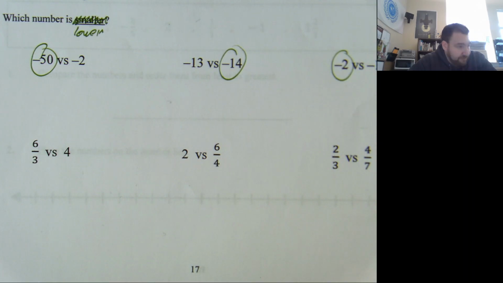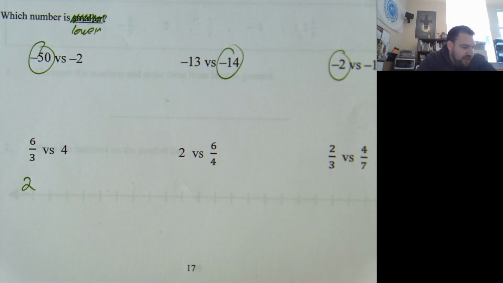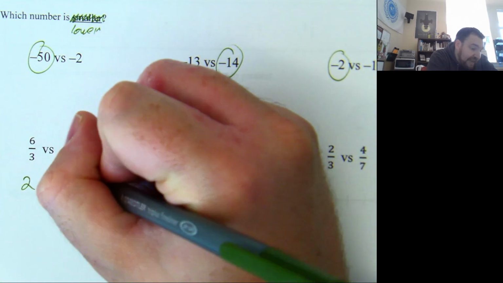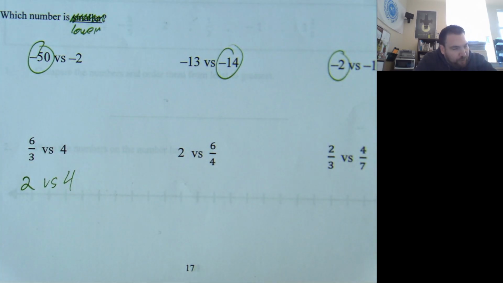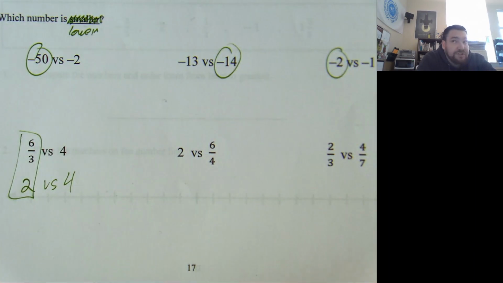What is 6/3? Remember, fractions are just division. So 6/3 is just 2. So now the question has changed. This is 6 divided by 3 is 2. So the question is actually now, what's smaller, 2 or 4? 2 is smaller. So 6/3 is less than 4.